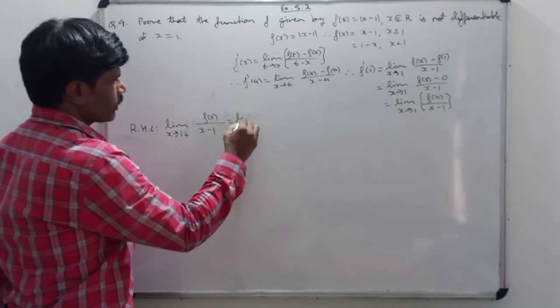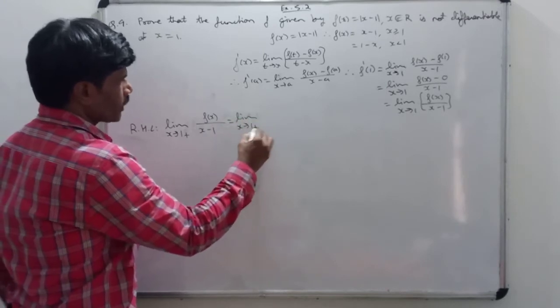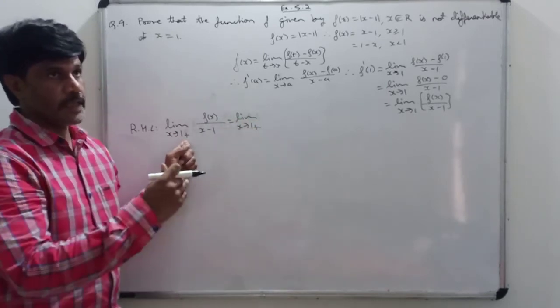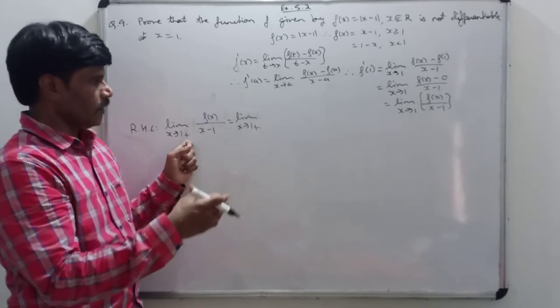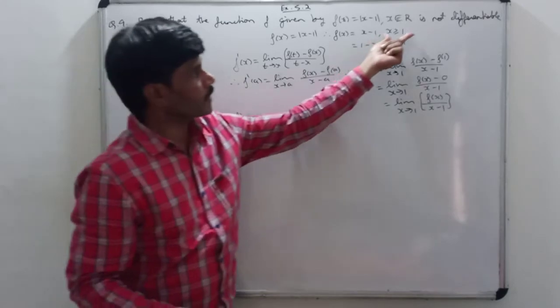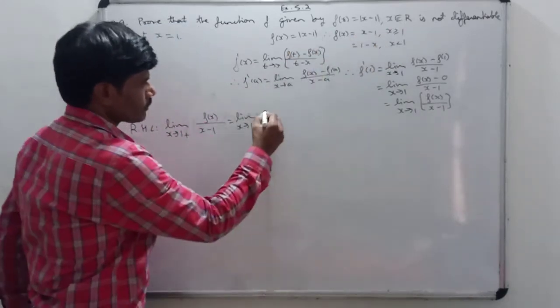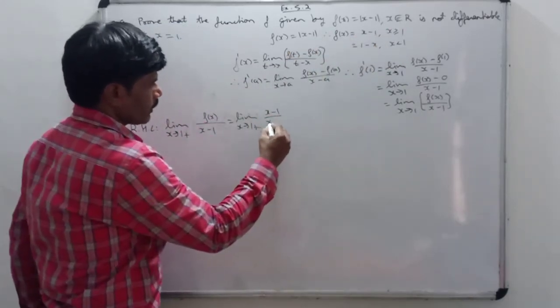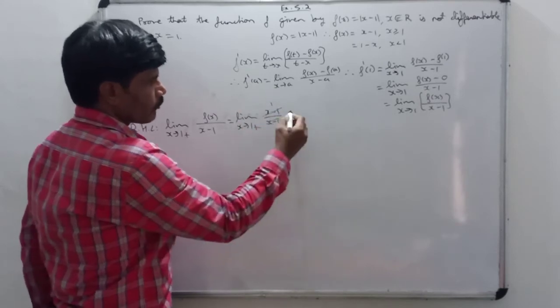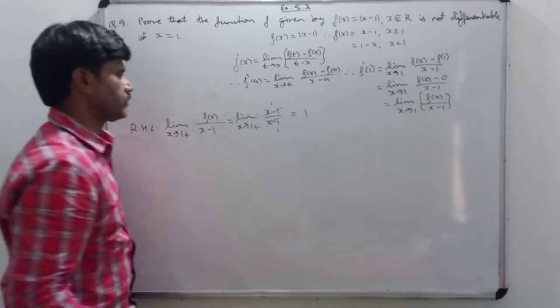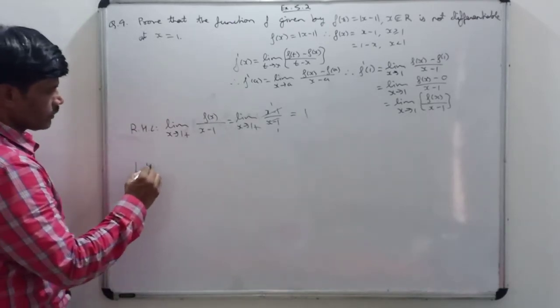X tends to 1 plus means x is a number greater than 1 but near to 1, so 1.01, let us take. So x is greater than 1. When x is greater than 1, what is the function? (x minus 1) upon (x minus 1). So this x minus 1 will get cancelled. What is left? 1. Limit of constant is constant. Limit of 1 is 1. Now I will find out the left hand limit.